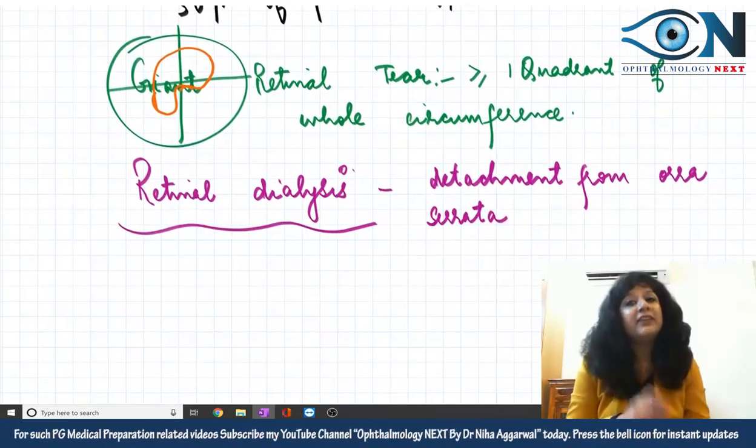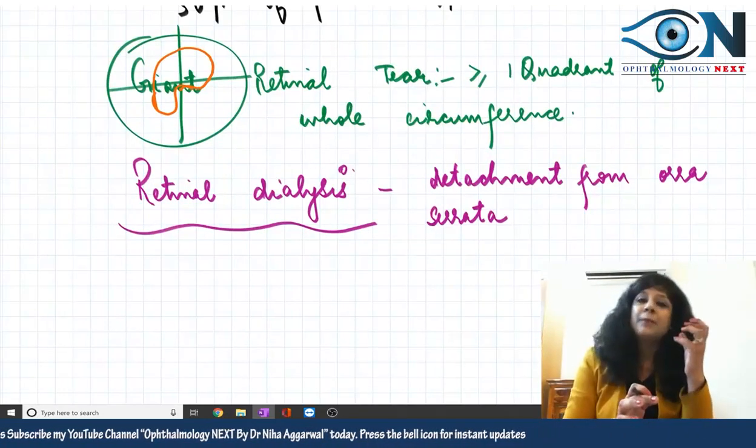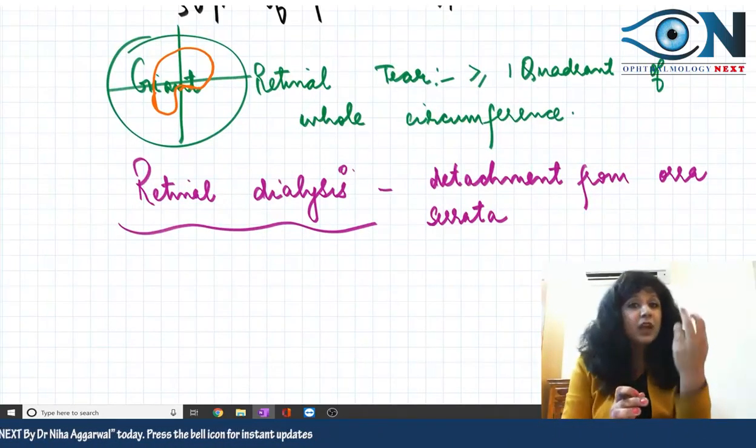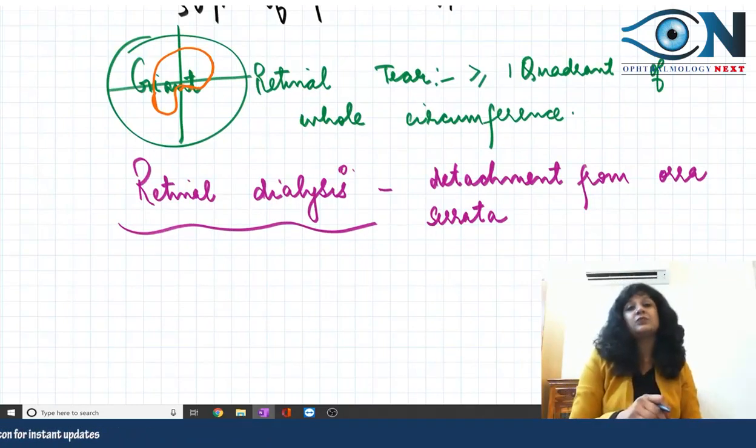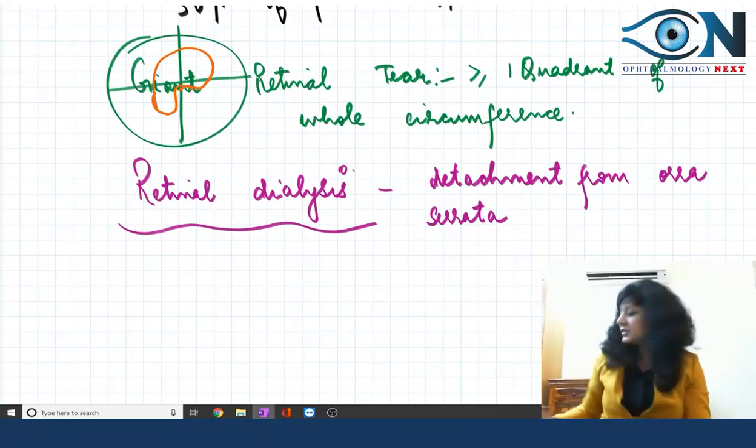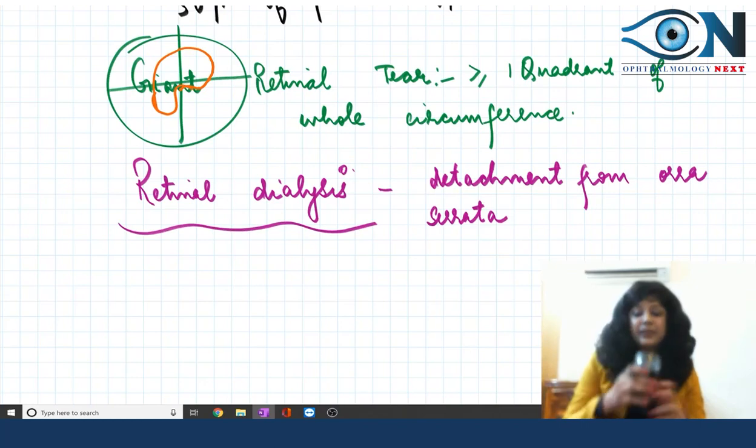So what is a giant retinal tear? What is the pathogenesis of a break? How is vitreoretinal traction taking place? What is retinal dialysis? These are the important things that take place in the RRD.